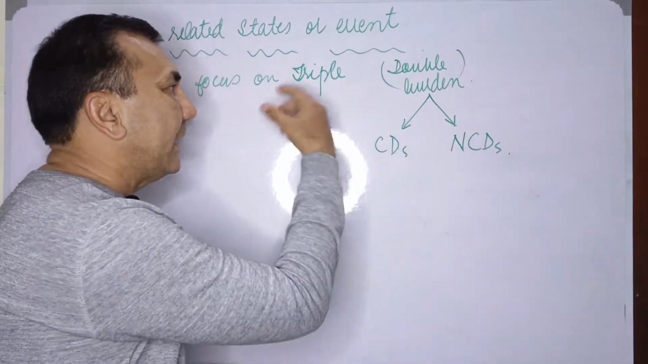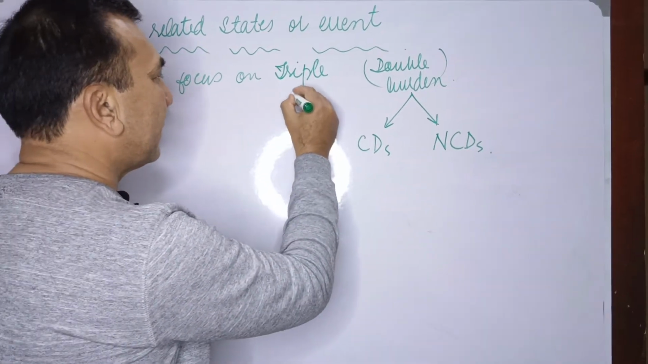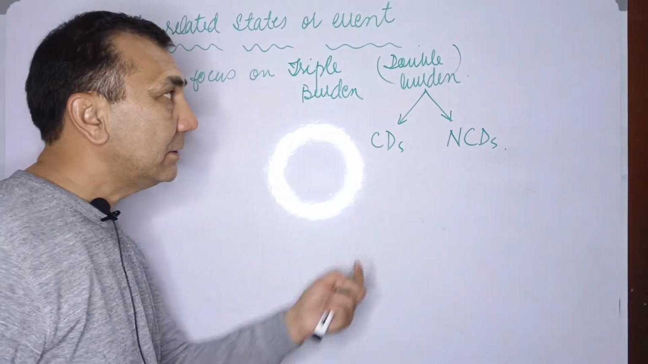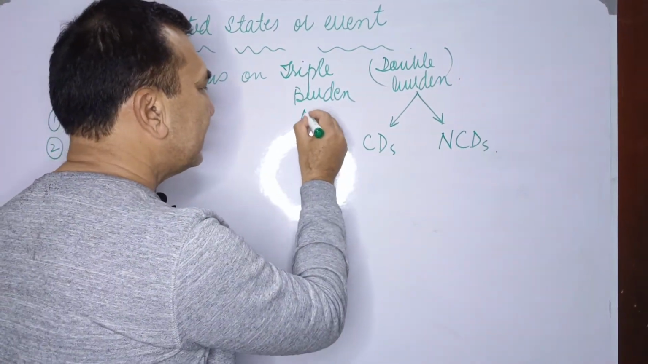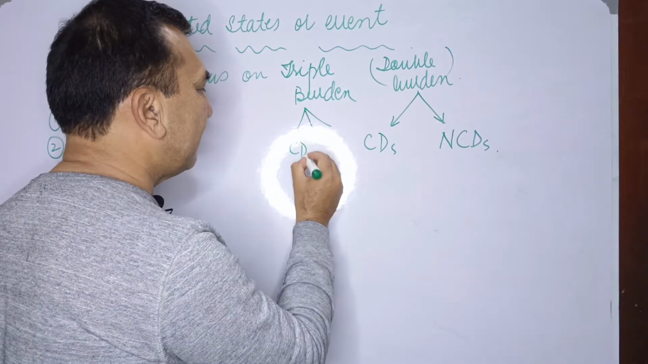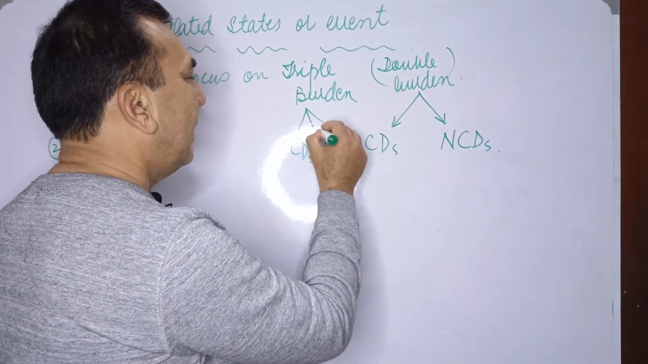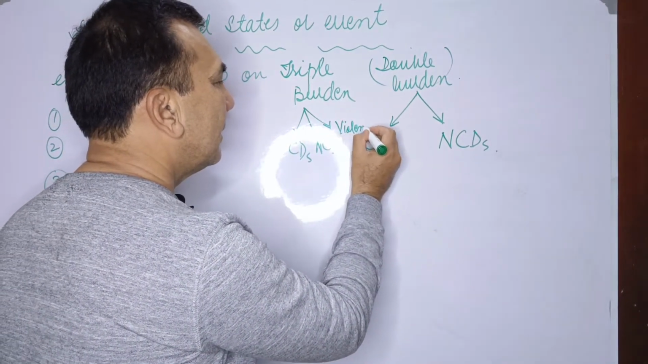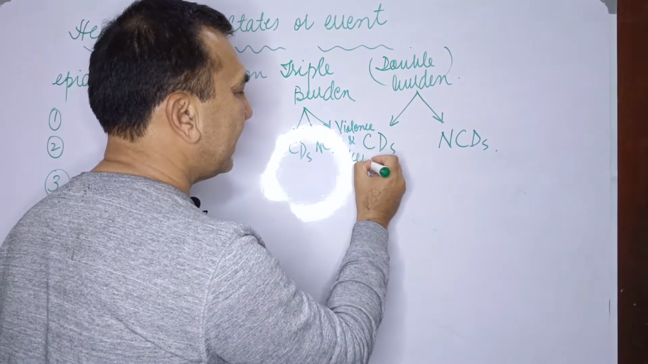Nowadays they are calling it the triple burden. In the double burden, another burden has been included. The first is communicable disease, the second is non-communicable disease, and the third is violence and injuries, or accidents.